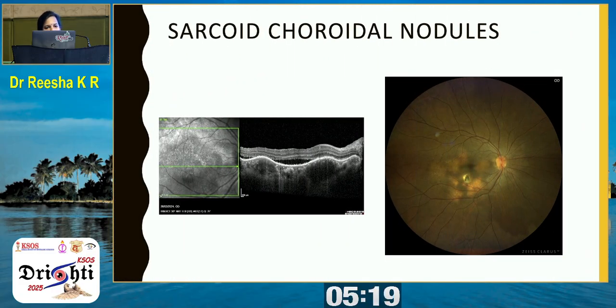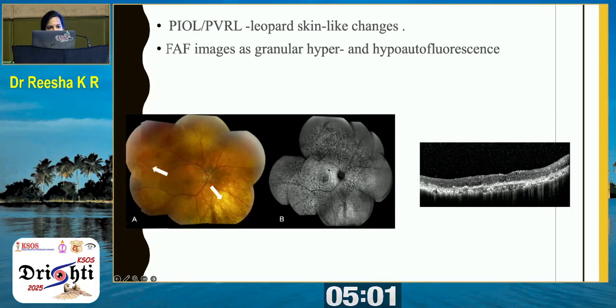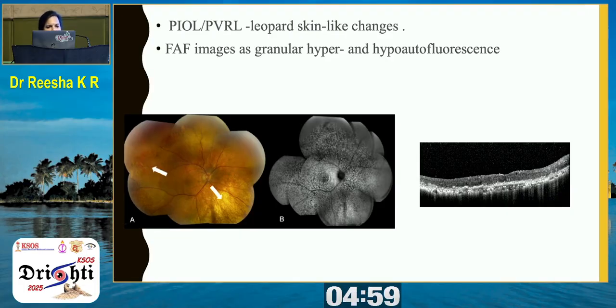So coming deeper, see yellow spots, multiple yellow spots in the posterior pole. As mentioned earlier, deep lesions, vessels seen clearly over it. OCT shows choroidal granulomas. These are all sarcoid choroidal nodules. Again, choroidal deposits, not very clear margins, diffuse leopard skin-like changes. In FFA, these granular deposits. OCT shows choroidal and deep retinal deposits. It's a case of primary intraocular lymphoma.